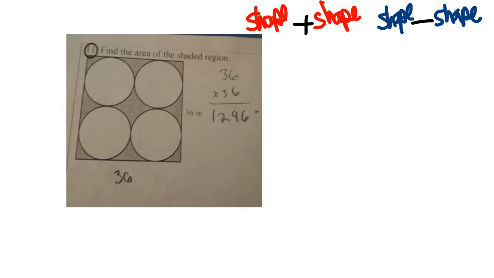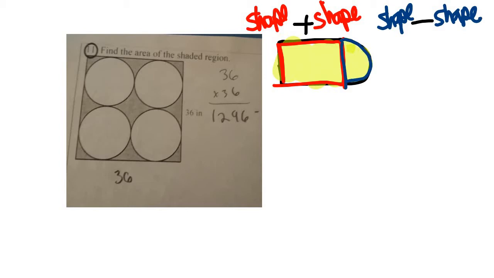So positive or negative. A positive would look something like this. If I had a shaded region that looks something like this, and I wanted you to find the area of this, it would be a positive composite shape, because you would find first the area of the rectangle, and then you would add it to the area of a half circle.